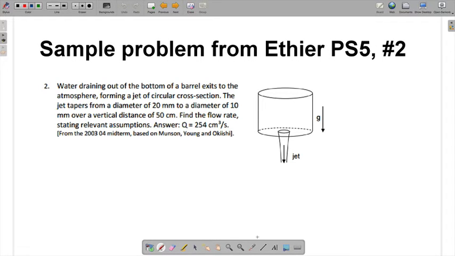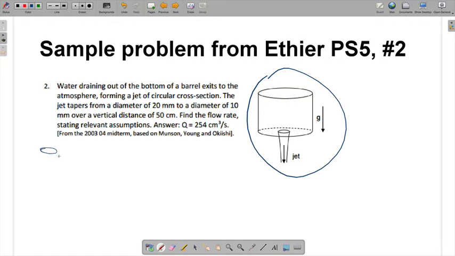Okay, so here we have, this comes from Dr. Ethier's problem set number 5, and this is question number 2. It shows a barrel right here, and water is draining out from the bottom, exits to the atmosphere, and forms a jet of circular cross-section, and this jet is basically tapering. The diameter initially is 20 millimeters, but then it goes down all the way to 10 millimeters over a vertical distance of 50 centimeters.